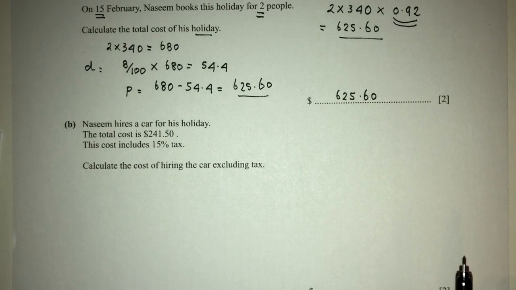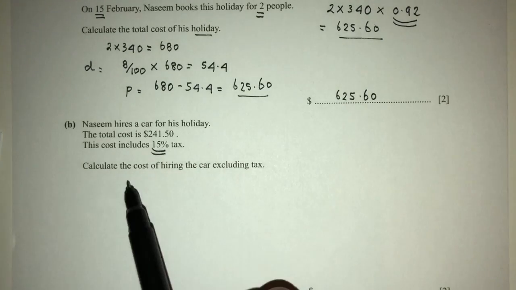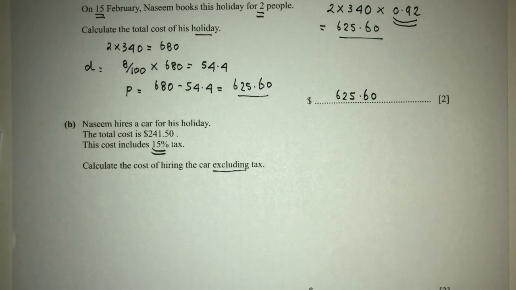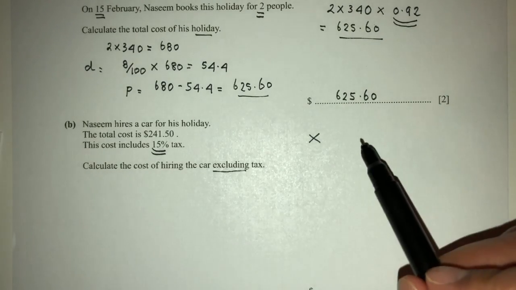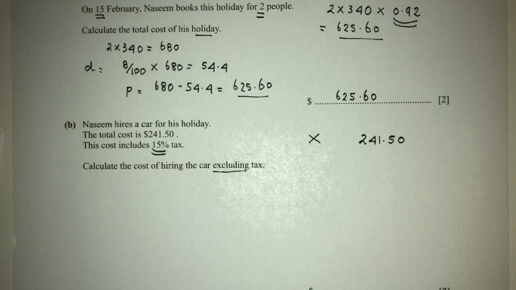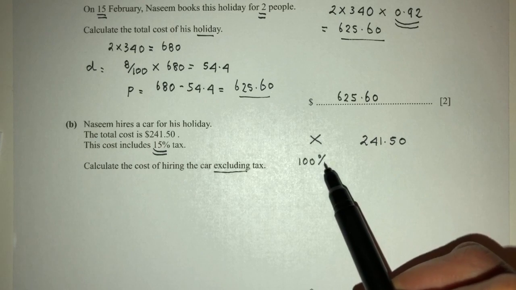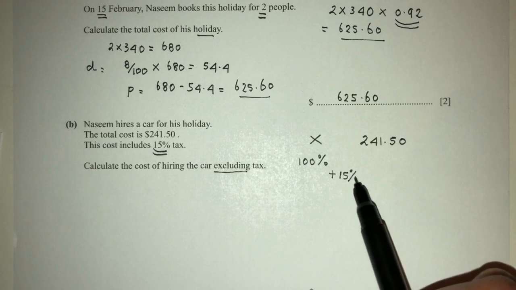Now for part B, Nassim hires a car for his holiday. The total cost is $241.50. Okay. The cost includes a 15% tax. Okay. Calculate the cost of hiring the car excluding tax, or before taxes. So one thing we can do here is we can call the price before tax X and the price after tax 241.5. So as we have explained, we always consider the initial price to be 100%, right? But now we know that tax is 15%, so plus 15%, that will be 115%.